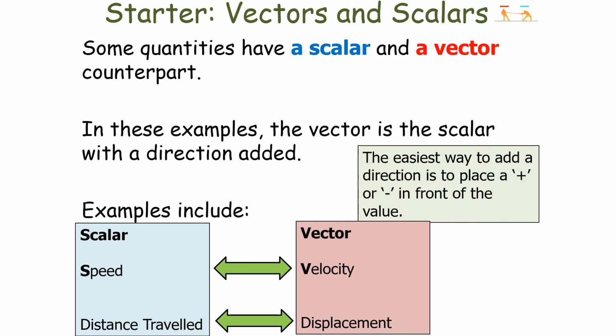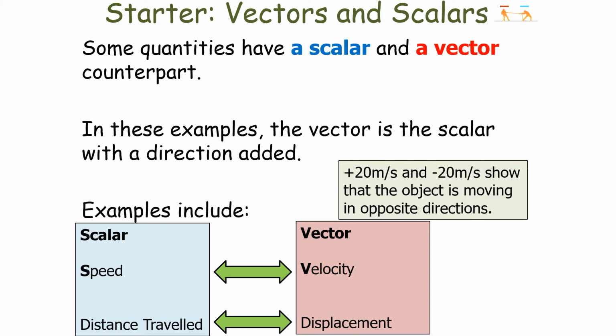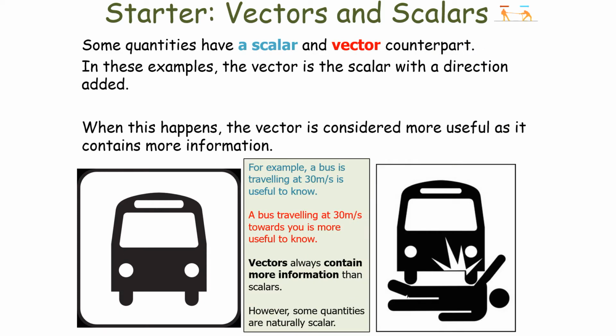Now the easiest way to add a direction is to place either a plus or a negative value in front of the number. So for example, plus 20 meters per second and minus 20 meters per second show that the object is moving in opposite directions. So when we consider vectors, we will know more information than scalars, so therefore some quantities we would want to know as the vector, but some quantities can only be considered as naturally scalar.